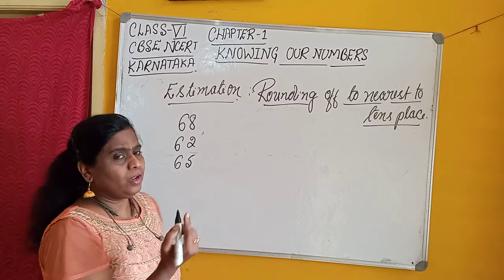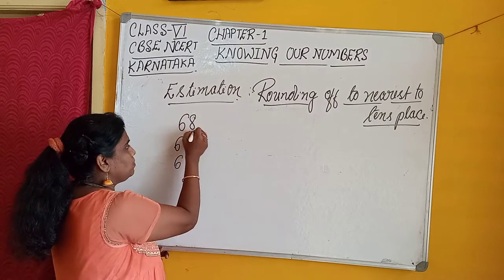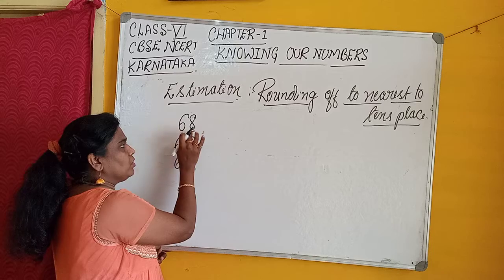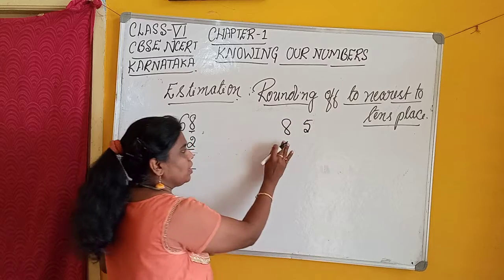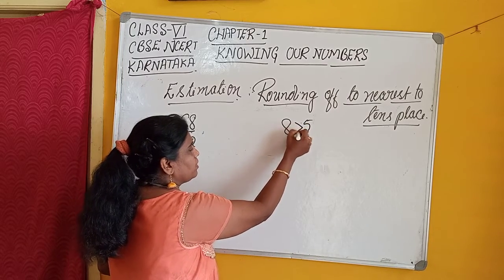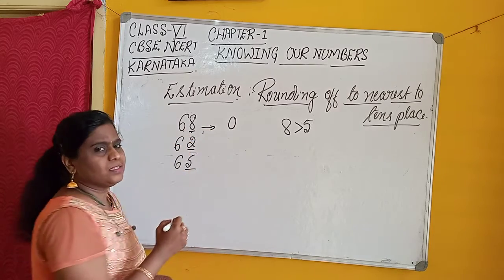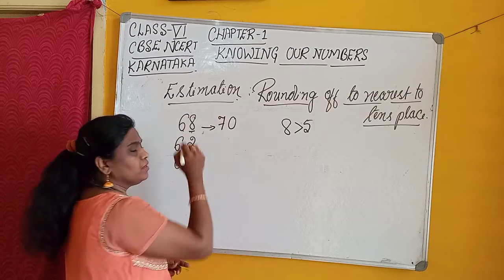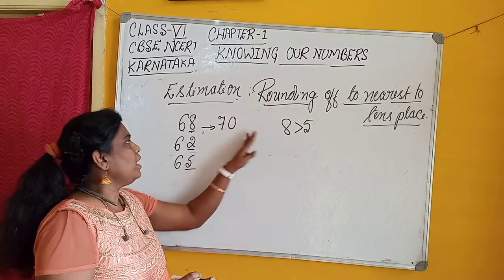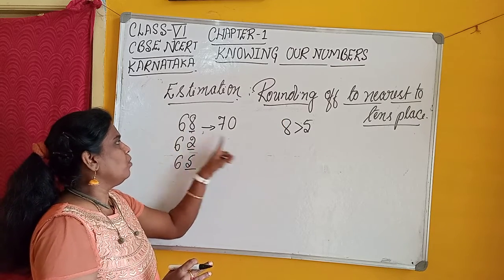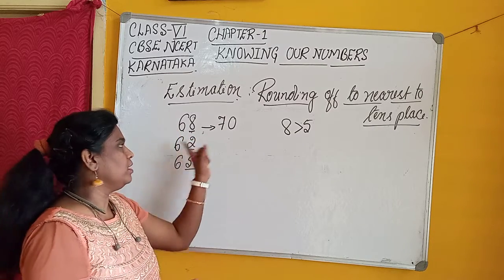While rounding off the numbers to the nearest tens place, we have to consider the digit in the ones place and compare that number to 5. Here 8 is greater than 5. Therefore, the ones place will become 0 and 6 is increased by 1, that is 7. Right, this is how we are rounding off. There is some logic. When 8 is greater than 5, we make the ones digit 0 and 6 is increased by 1, that is 7.